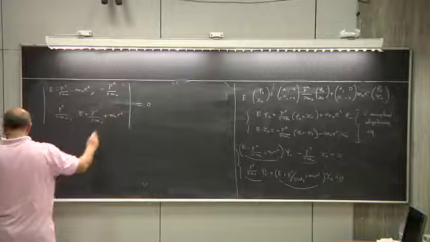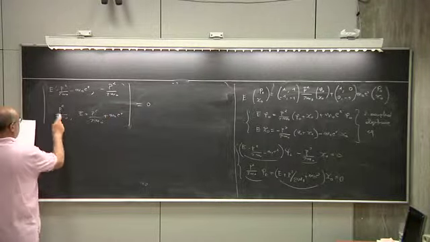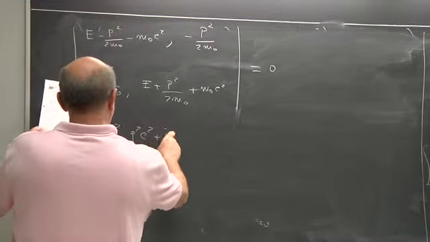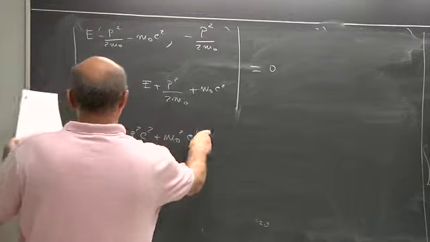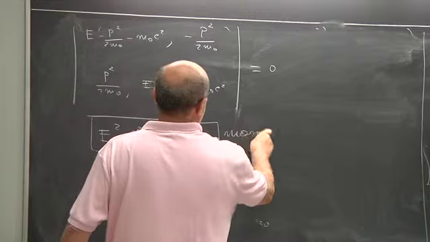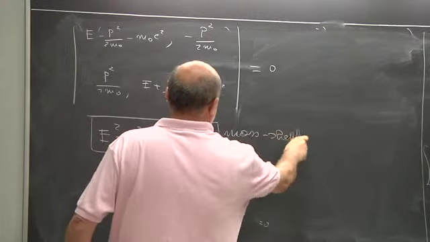Work this out, and you get that this is satisfied when E square is equal to p c square plus m0 c square squared. But this is the famous mass shell relation. So what does it mean?